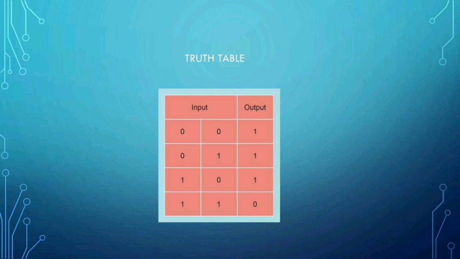Input 0, 0 will get the output 1. Input 0, 1, output 1. Input 1, 0, output 1. Input 1, 1, output 0.